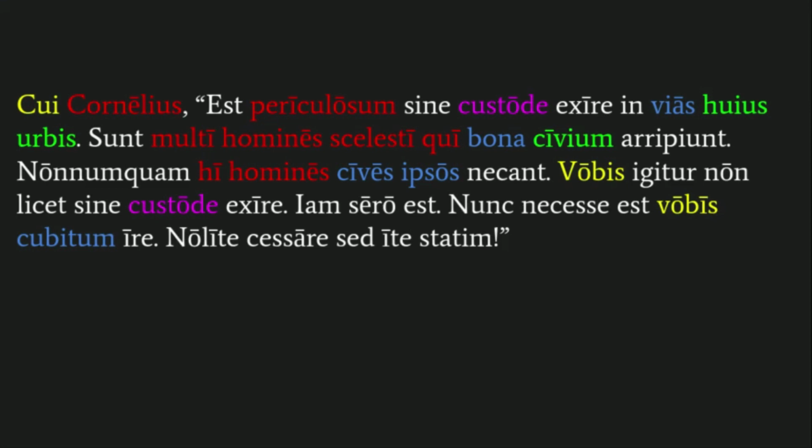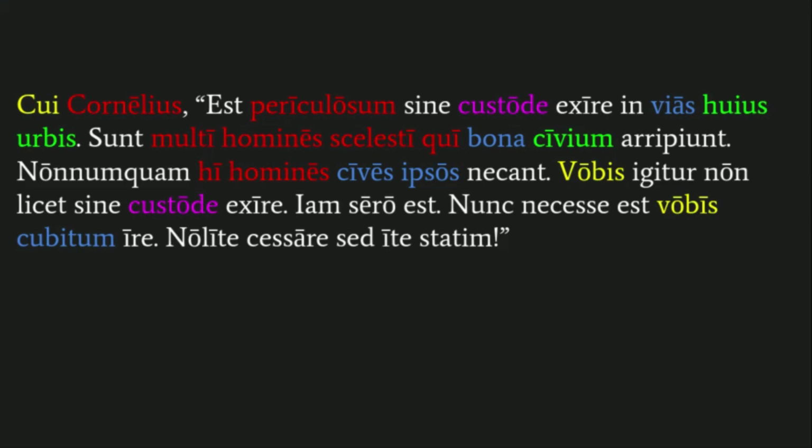Then we have cui Cornelius, est periculosum sine custode exire in vias huius urbis. So to whom, Cornelius says, right? Cui is dative, meaning Cornelius says, to him, to whom is referring to Marcus. And he says, it's periculosum, it's dangerous, exire, to go out, right? It is dangerous to go out, sine custode, without a guard. It's ablative because sine takes an ablative noun. So without a guard, into the roads, vias, huius urbis. Here's our first demonstrative. You have huius is hic haec hoc. It's the genitive singular form, so it's of this city, right? It's one of those pointing words. So he says it's dangerous to go out into the roads of this city.